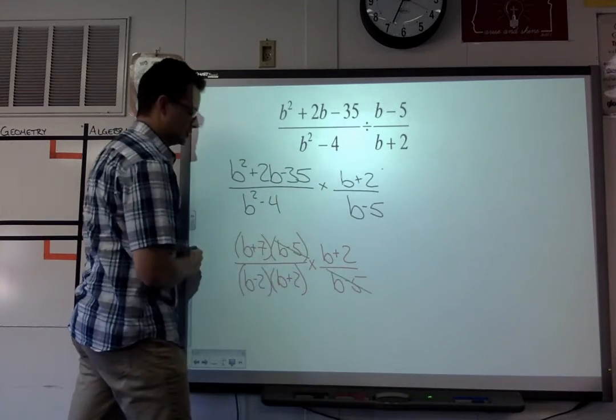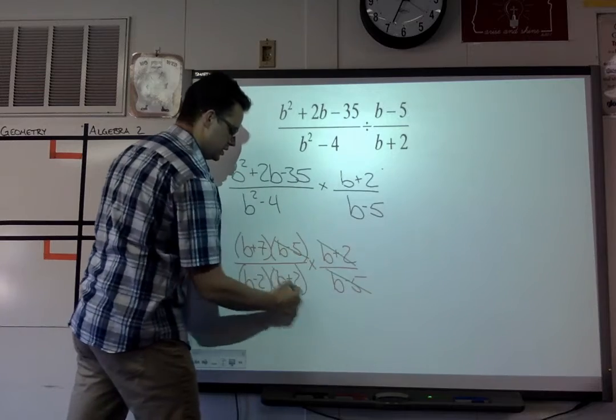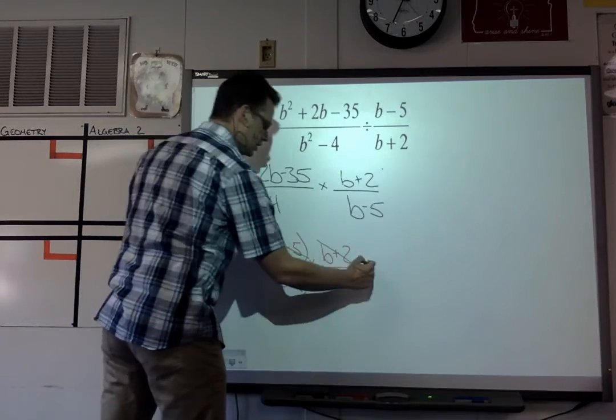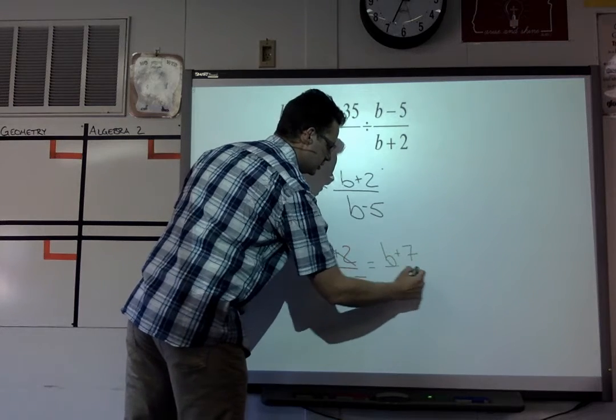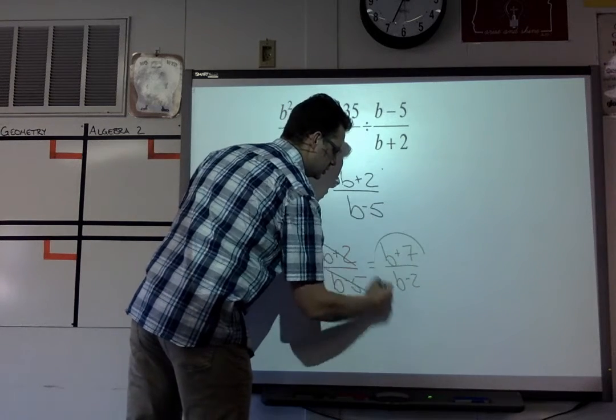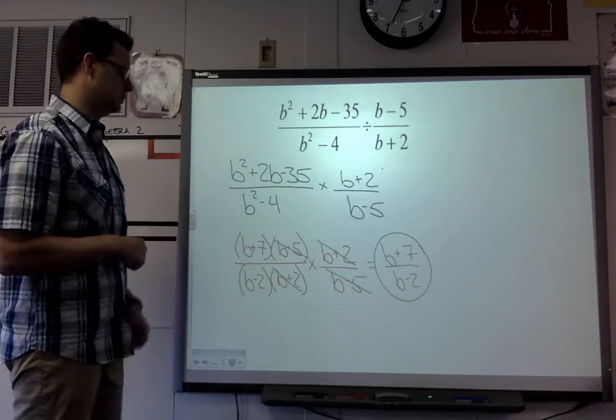Simplifying, I can cancel my b minus 5 there, my b plus 2 there, and I would be left with my answer of b plus 7 over b minus 2.